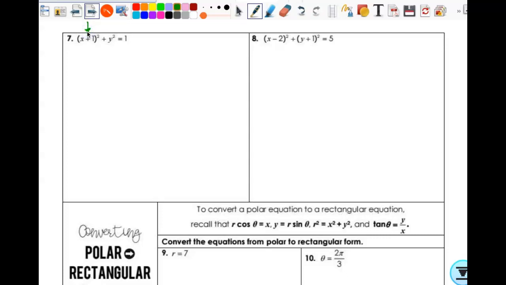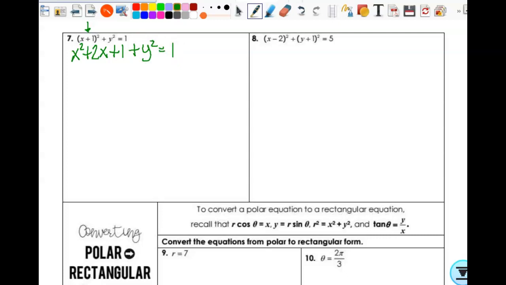And that does not become x squared plus 1. If you need to write out x plus 1 times x plus 1 and FOIL or do whatever, that's totally fine. I'm just going to give you this one. I'm going to let you do the next one. So this becomes x squared plus 2x plus 1, and you don't necessarily have to write it out in FOIL if there's a process or shortcut. Plus y squared equals 1.